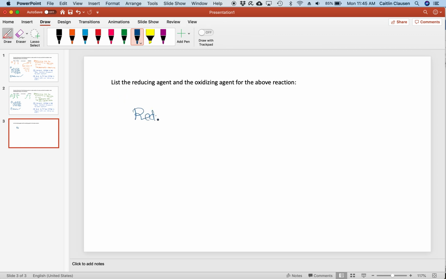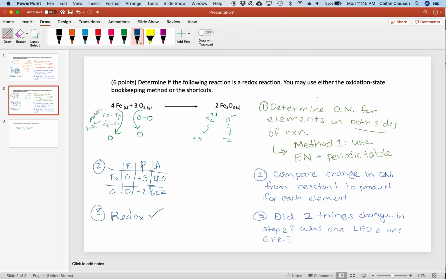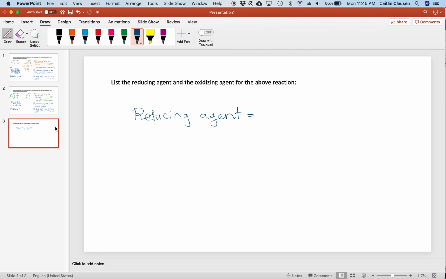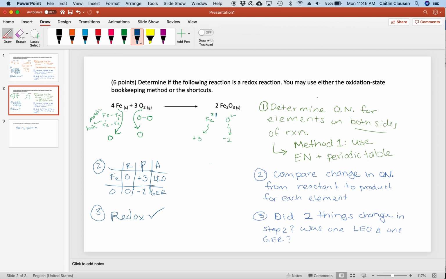Now the reducing agent is always the opposite of what it's assigned as. So iron got oxidized. That means it was reducing, the reducing agent for the oxygen. The iron lost electrons. Where did those electrons go? To the oxygen. The oxygen gained electrons. Where did they come from? From the iron. The iron was the reducing agent, the agent by which the oxygen gained electrons.